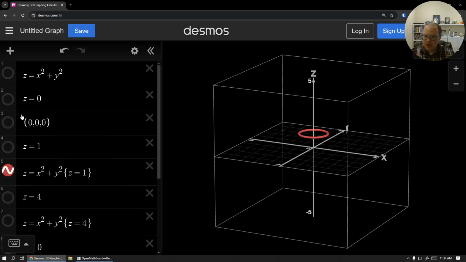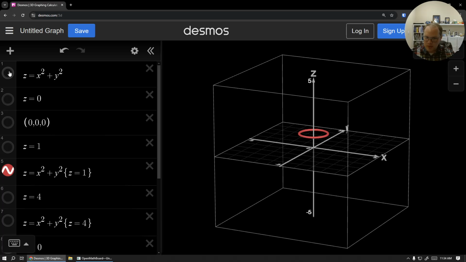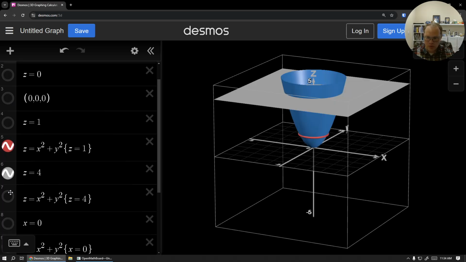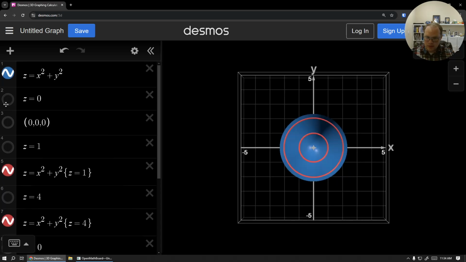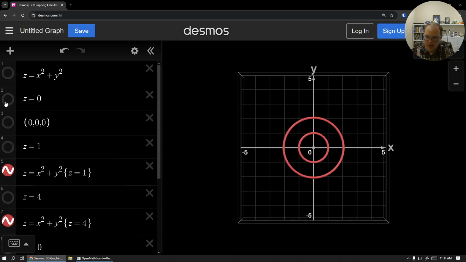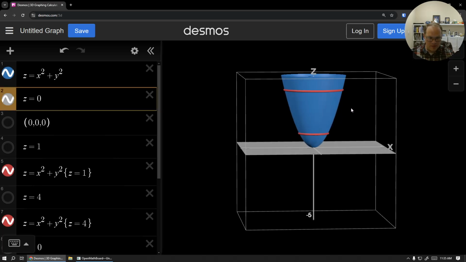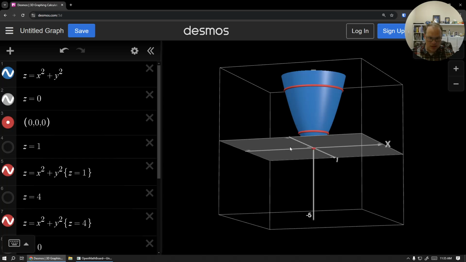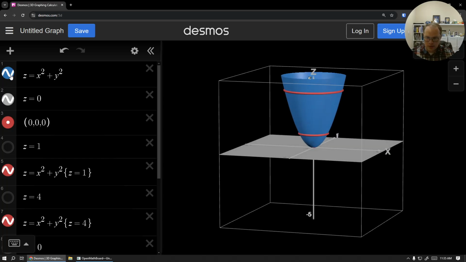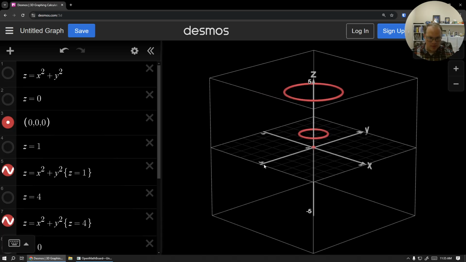So let's do those other surfaces. So z equals 4. At z equals 4, that was our intersection. Okay, that circle there. And then at z equals 0, we just hit the very bottom of the paraboloid. And so we just get that origin point. Okay, so you could see how we're building it up so far.